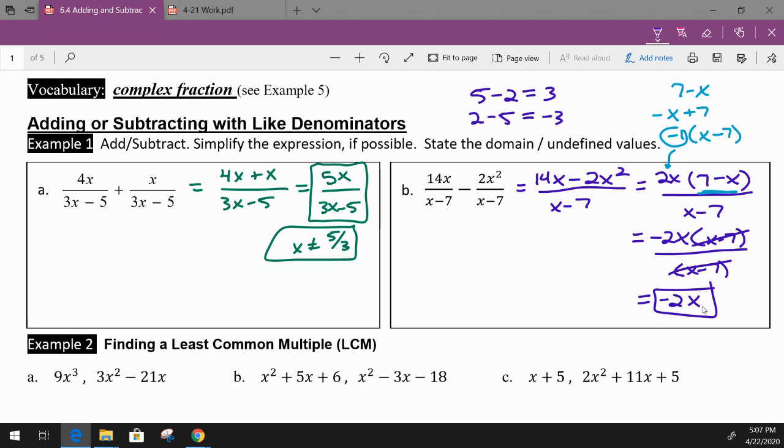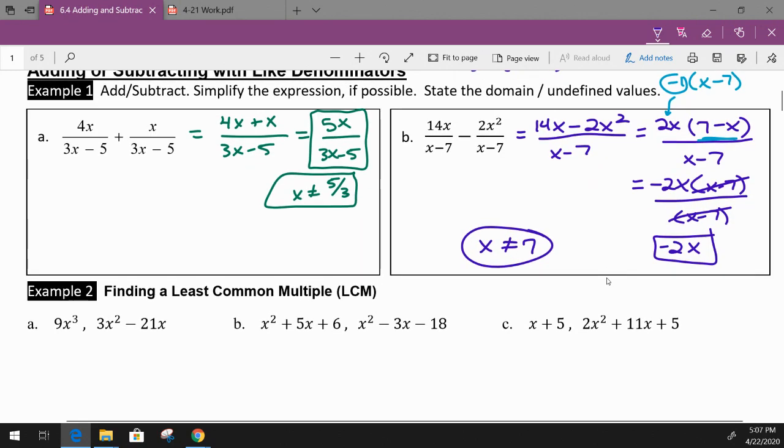However, we have to state what x cannot equal. So in your original fractions, you have x minus 7. So we have to state that x cannot equal 7. So this is your undefined value, and this is your simplified expression.